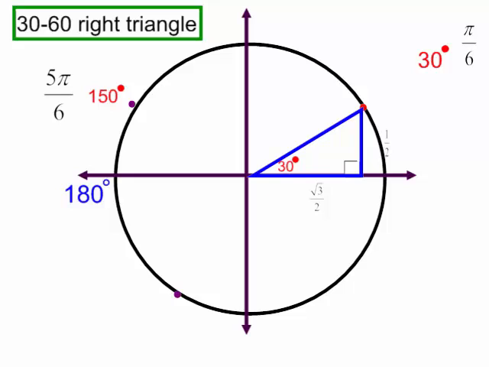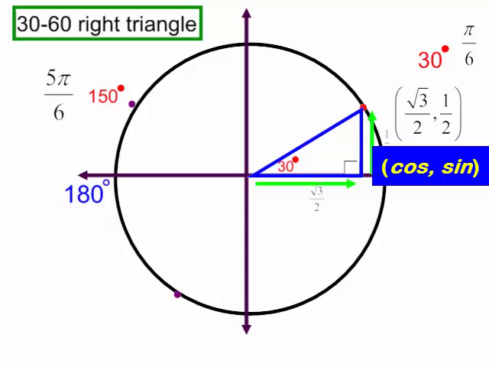In order to get to this point, I had to go to the right the long distance, the square root of 3 over 2, and then I had to go up the short distance, which is 1/2. This is the point (square root of 3 over 2, 1/2). Or the cosine is the square root of 3 over 2. The sine is 1/2.